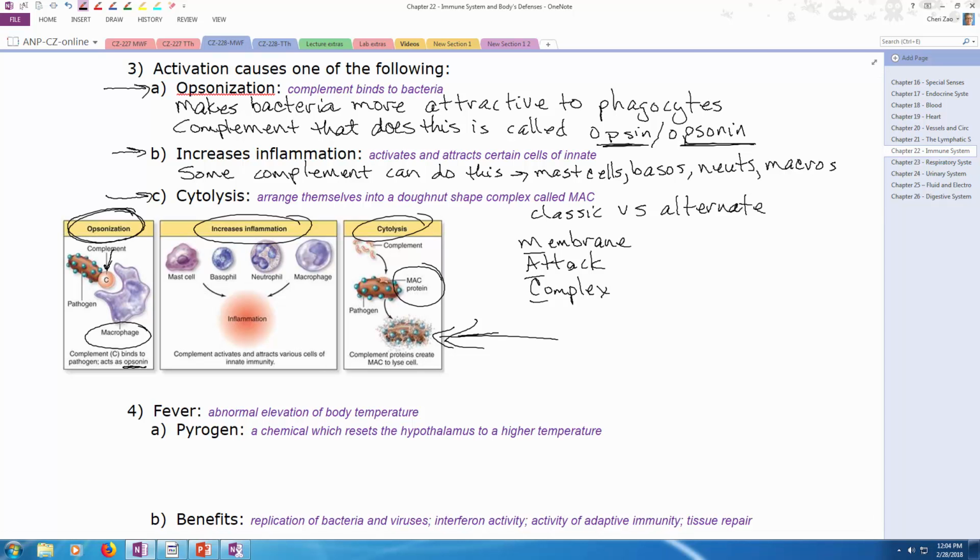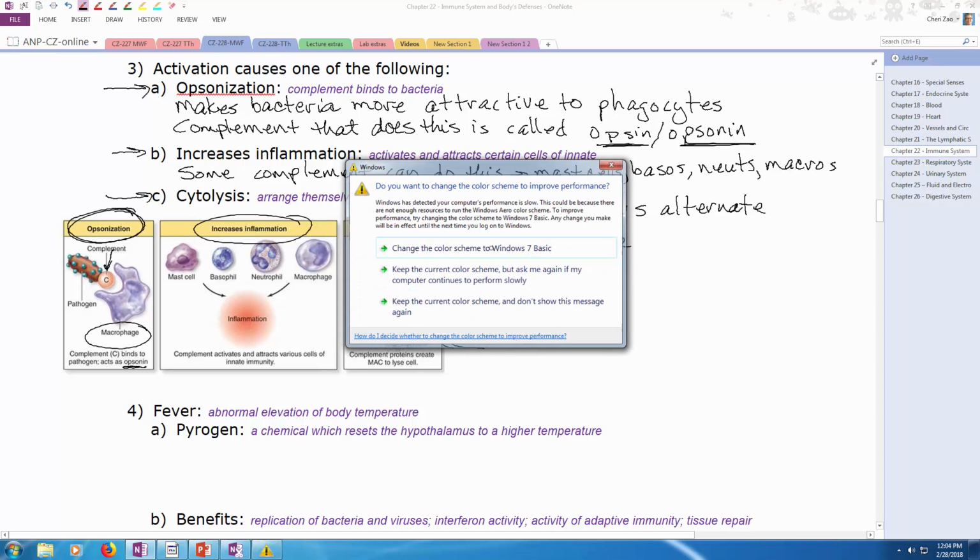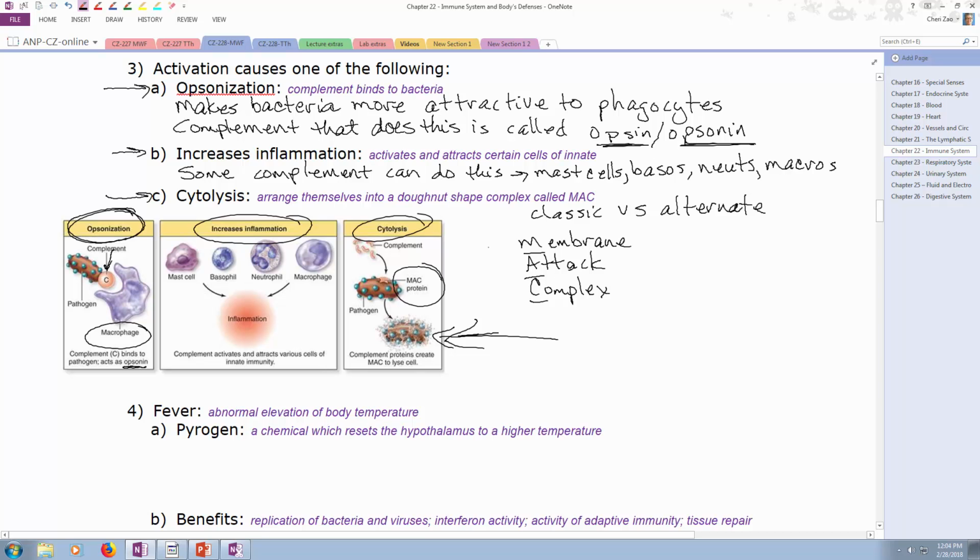Complement also, some of it, when it gets activated, can also help to increase inflammation. And remember, inflammation is designed to wall things off so that the pathogen is not able to spread. And so with inflammation, we get the mast cells and the basophils, which degranulate to help with the leaky capillary situation. And then the neutrophils and macrophages will also be called in to help fight that pathogen. So some complement can do that. Not all complement does. Not each member of the complement will be an opsonin or inflammatory agent or the cytolysis stuff.